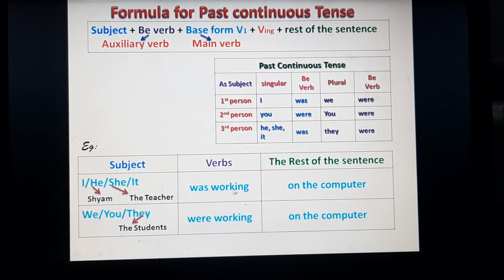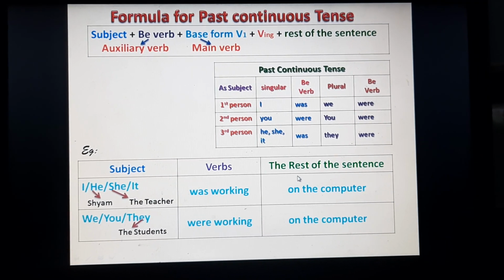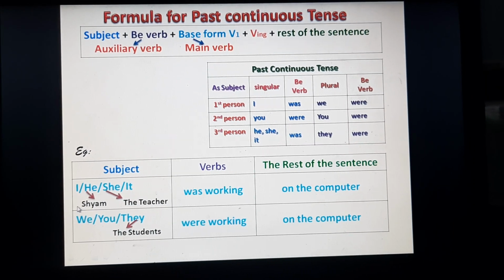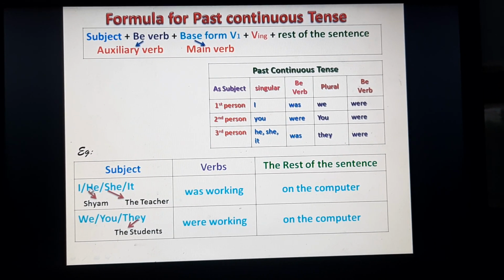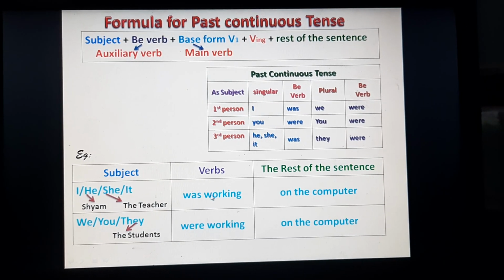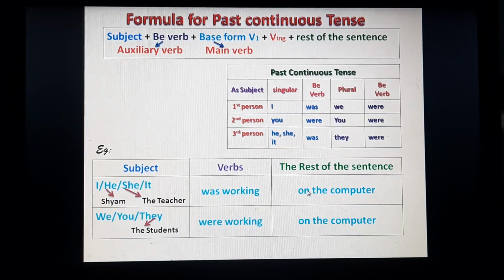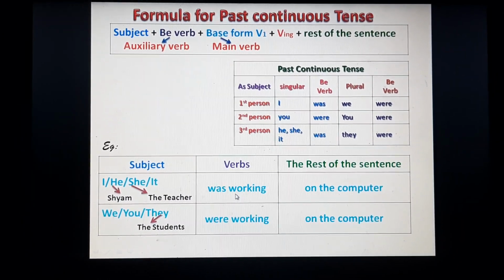Work is the main verb plus ing. So it will be: he was working on the computer. She was working on the computer. And we can substitute Sham for he. We can say Sham was working on the computer, or the teacher was working on the computer. Was working is your past continuous tense verb.